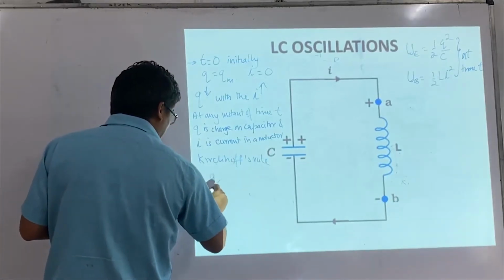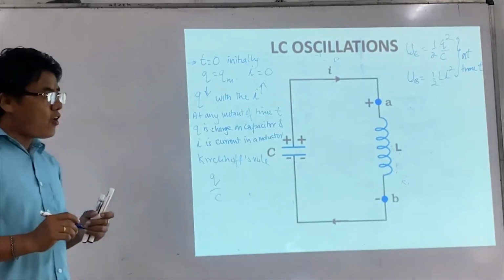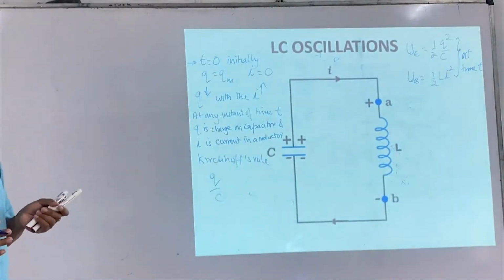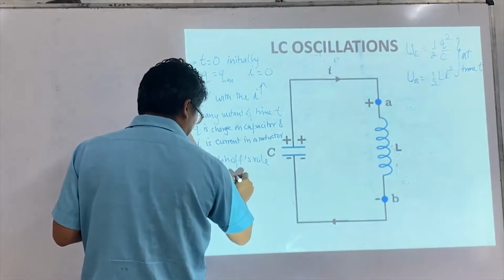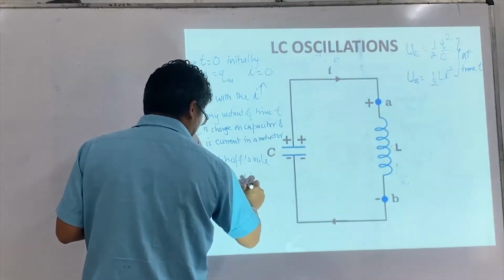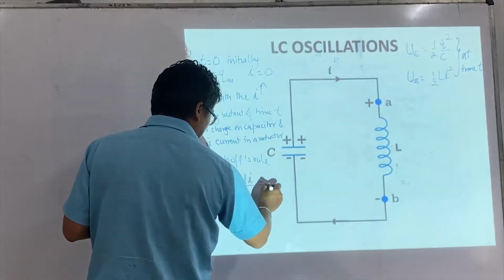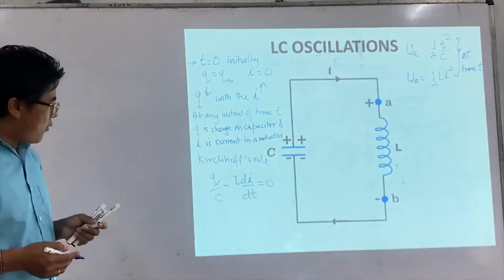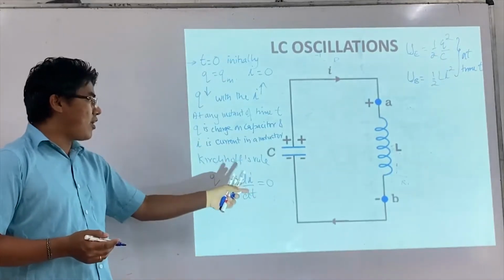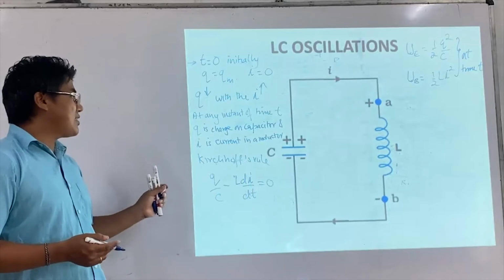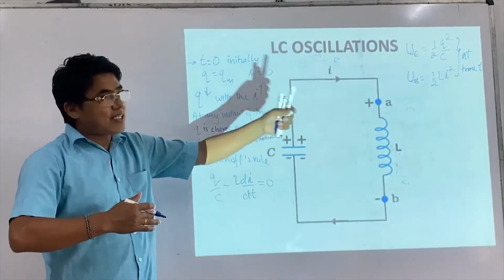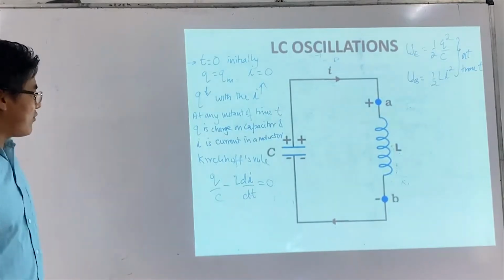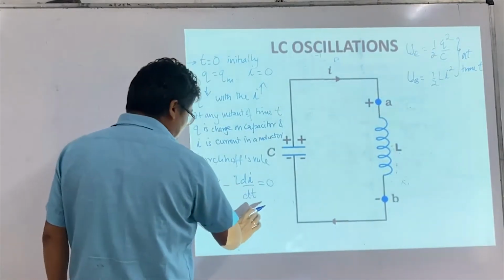I say that Q by C is the voltage on a capacitor, minus L di by dt, is equal to 0. This is what we have. Whatever charge it has is going to give whatever voltage. Voltage on a capacitor is decreasing, however voltage on an inductor starts increasing. This is what we have, using Kirchhoff's rule.